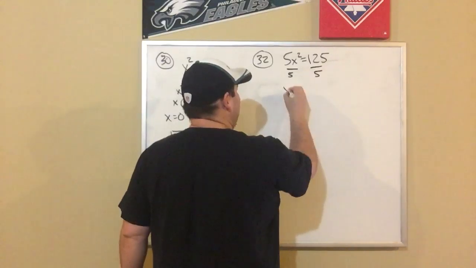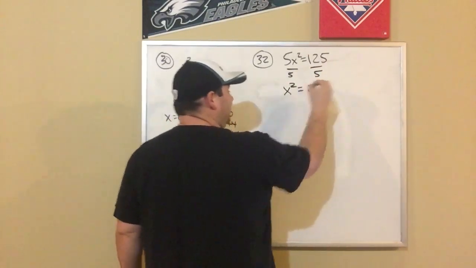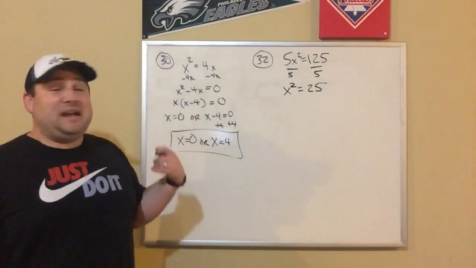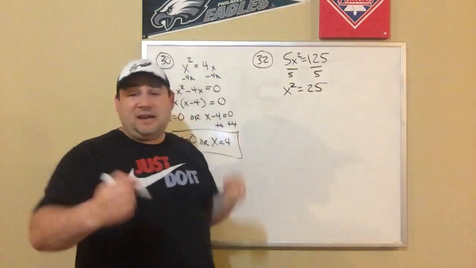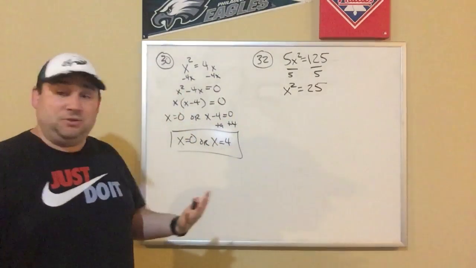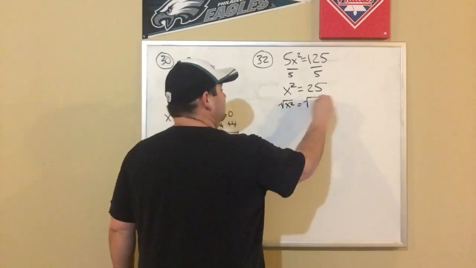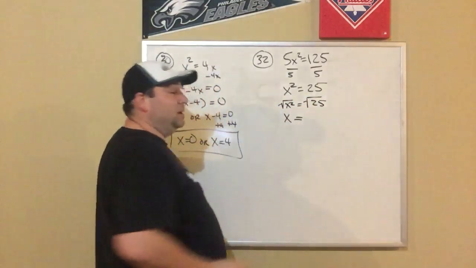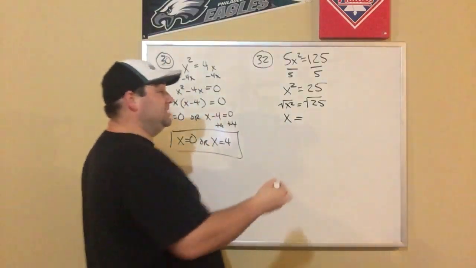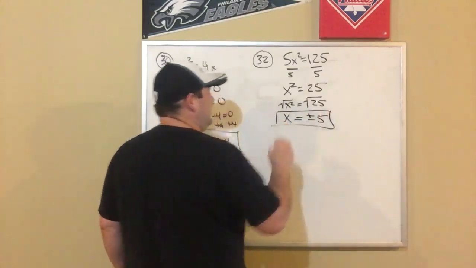Divide by 5, I've got x squared equals 125 divided by 5 is 25. Now you can see we got x squared equals 25. And to solve an equation, when you have x squared equals a number, you do the opposite. You do the square root. So this would be the square root of x squared equals the square root of 25. So that means x is going to equal, and if you remember, anytime we have one of these problems, it's going to be plus or minus. So x equals plus or minus 5.